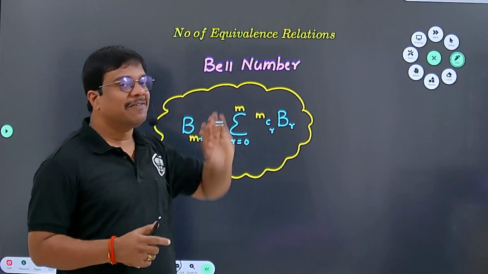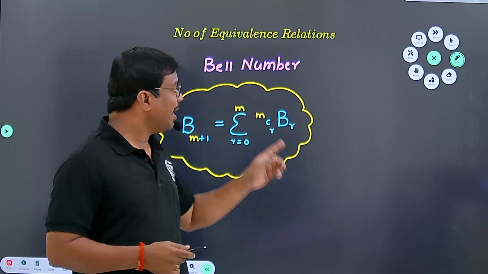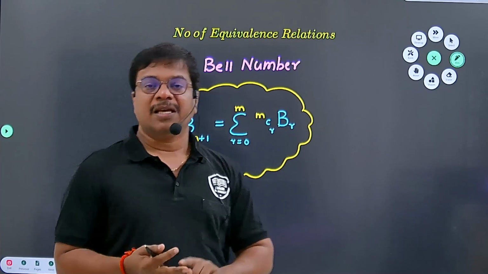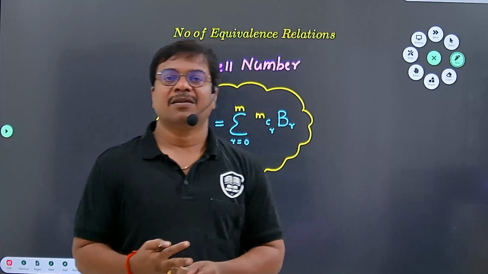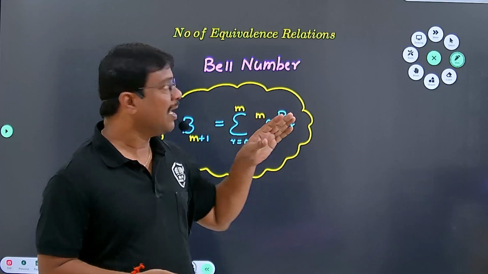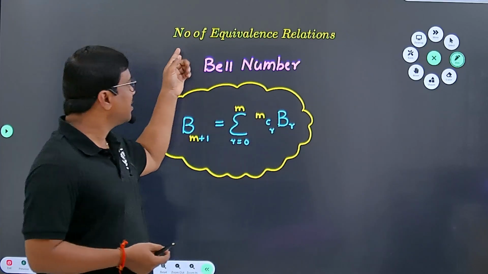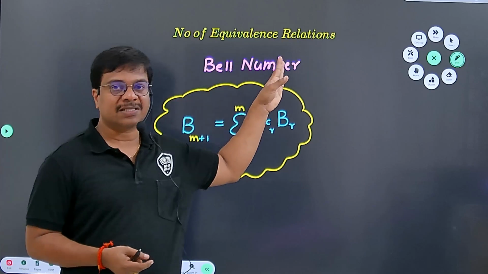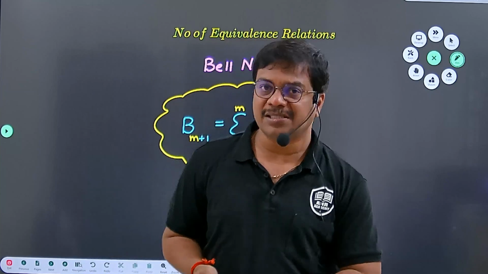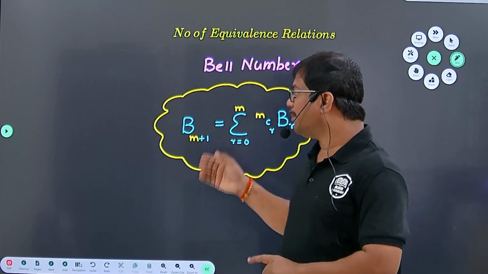Today we are going to discuss the number of equivalence relations with the help of Bell numbers. See, in JEE 2025, the questions were framed on the concept of the number of equivalence relations, and there is a short technique to find the number of equivalence relations with the help of Bell numbers.